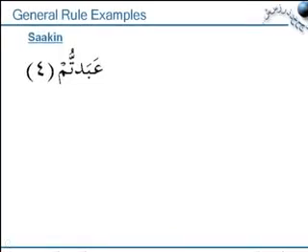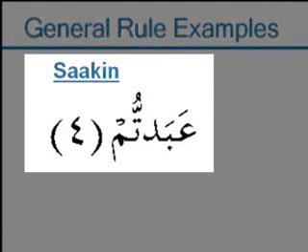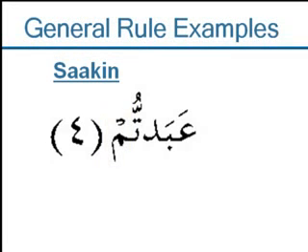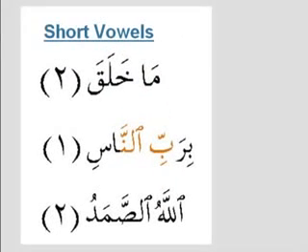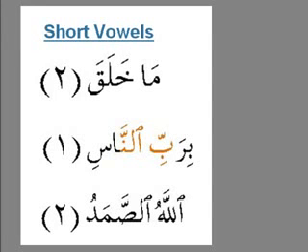So let's look at some examples. Here we've got a word which is at the end of a sentence, and the last letter, the meem, already is sakin, so that will be pronounced as sakin as expected. So that would be abatum. Okay, there's no surprises there. Now if we start looking at all the other markings that can take place, we've got effectively the short vowels. If you stop on any word which has either the fatha, kasra, or the dhamma on the last letter, then the last letter is going to be read as if it's sakin.